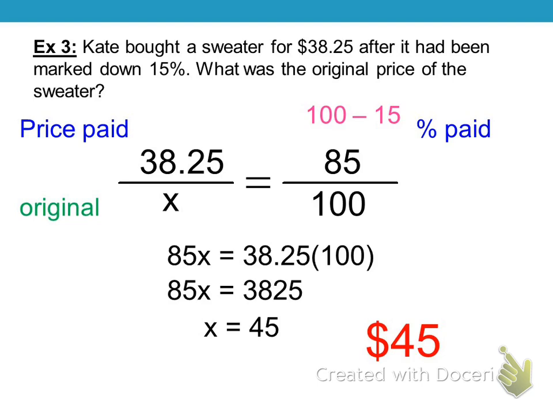Or you could check to see if the amount she paid really is 85% of that number. You could do that too using the equations we wrote yesterday. Like, what is 85% of 45? And if it's not 38.25, you did it wrong. That's just if you want to check yourself. Any questions?